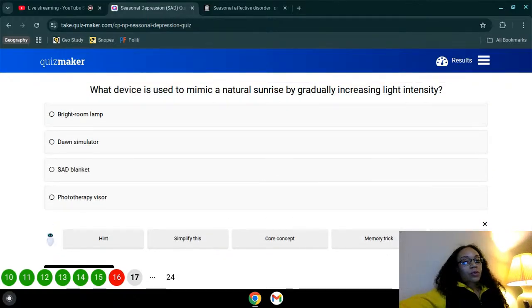What device is used to mimic a natural sunrise by gradually increasing light intensity? Bright room lamp, dawn simulator, SAD blanket, phototherapy visor. I guess it's a dawn simulator.